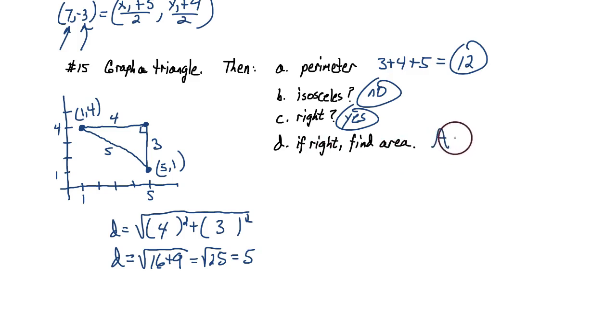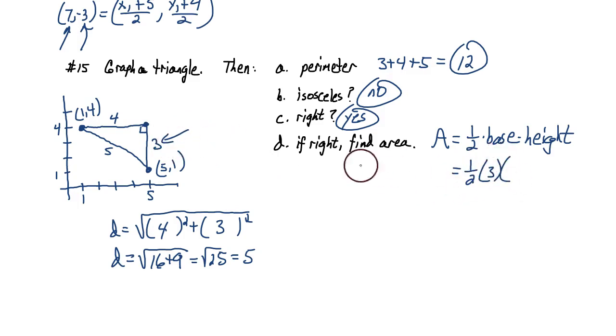So the formula for area is 1/2 times the base times the height. Let's make some substitutions. If we consider this side to be the base of the triangle, we could fill that in for base. And then let's consider that side to be the height of the triangle. Fill that in for height. So 1/2 times 3 times 4 is 6 square units.